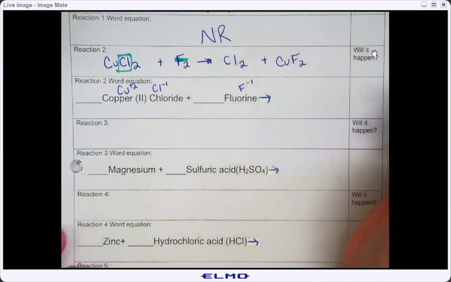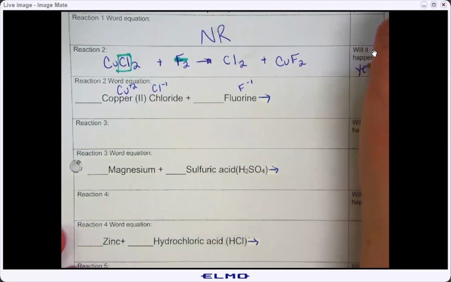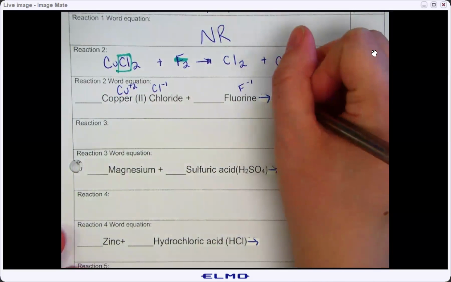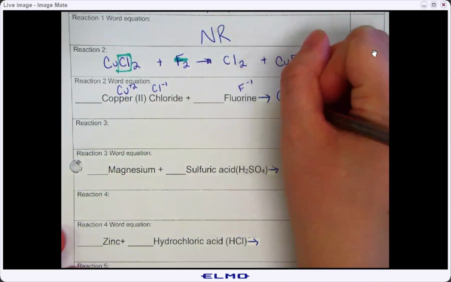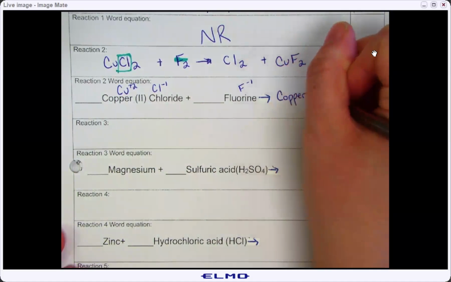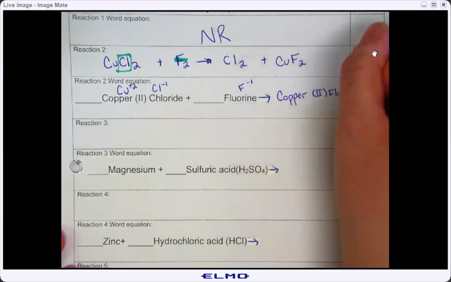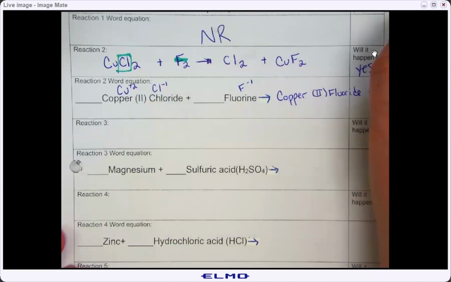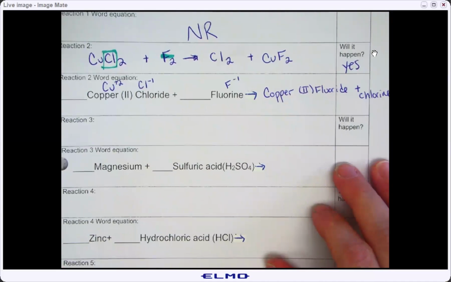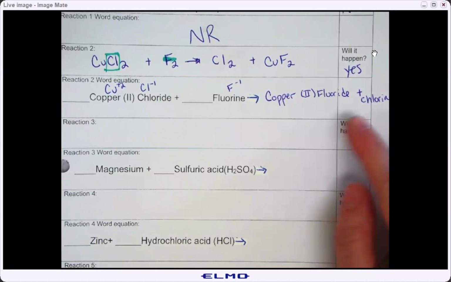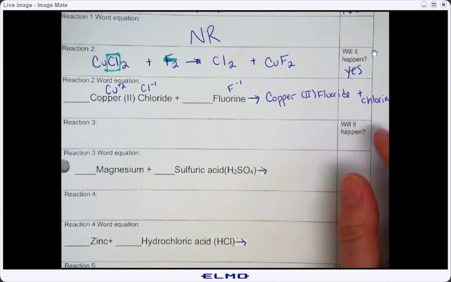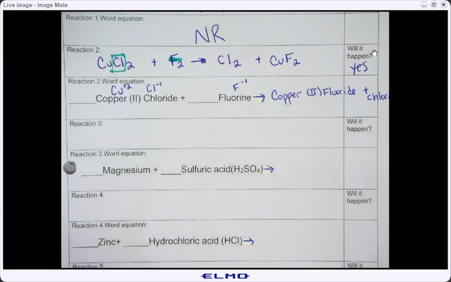Our products, therefore, this reaction will happen. Our products are going to be copper 2 fluoride plus chlorine. Doesn't matter the order you write things as long as you're writing the correct things together. The last step is going to be to balance.